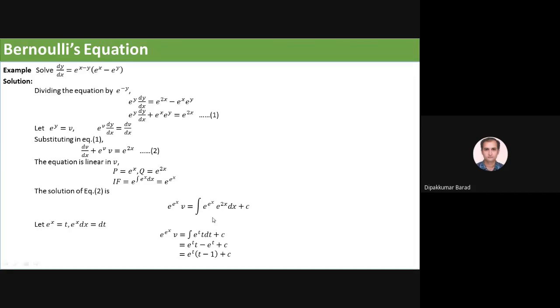No, see here e raised to 2x. So e raised to 2x, it means e raised to x into e raised to x. Okay, e raised to 2x, and here we have e raised to x dx equal to dt. So e raised to x dx is nothing but dt, and then for e raised to x we get t. Okay, sir.